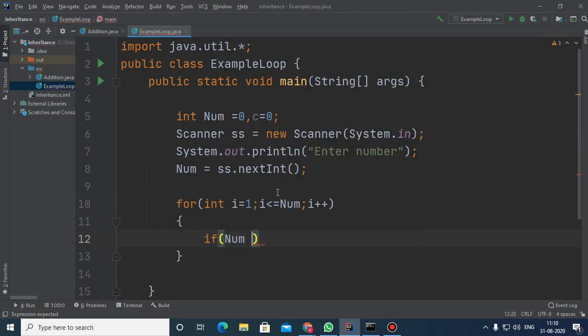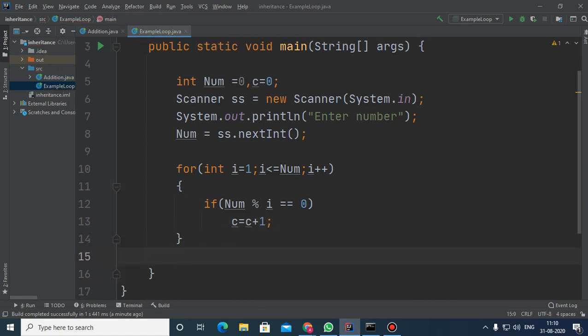So if num mod I is 0, then C is equal to C plus 1. So children, what I am doing here is just counting the factors of this number num. See how it is working. Children, suppose the value of number is 10. So the initial value of I is 1. So this loop will start and it will terminate when the value of I becomes more than num. And every time I plus plus will happen.